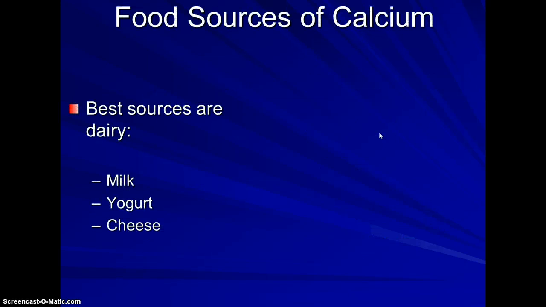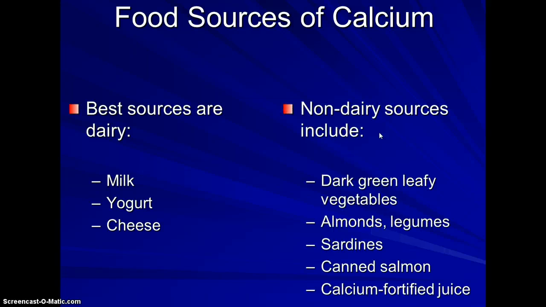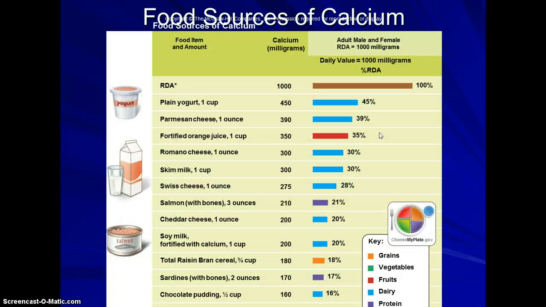Where do we get it? The best sources are dairy sources: milk, yogurt, cheese. Non-dairy sources have some, but they're not absorbed as well. This gives you a little idea of how much you need. 2 cups of yogurt a day, 2 servings of milk or fortified juice is pretty close to what you need every day. So that's where MyPlate says 2 to 3 servings a day.